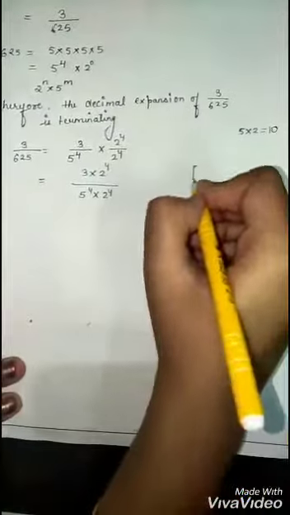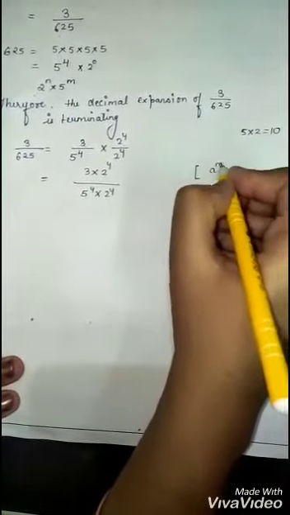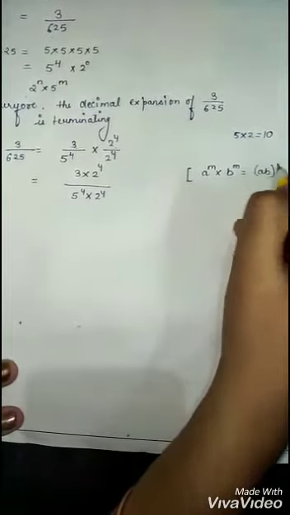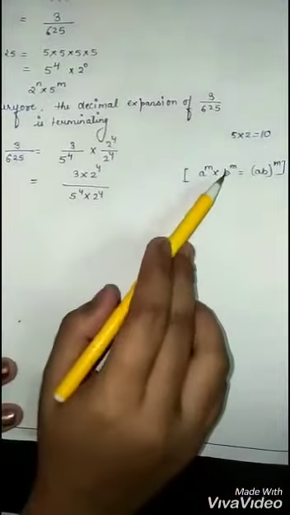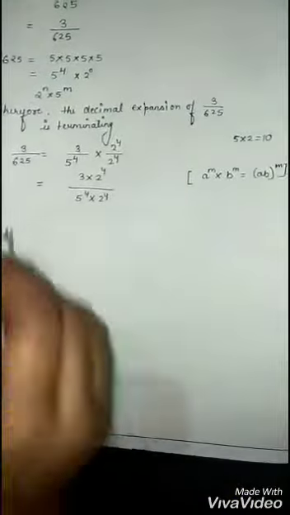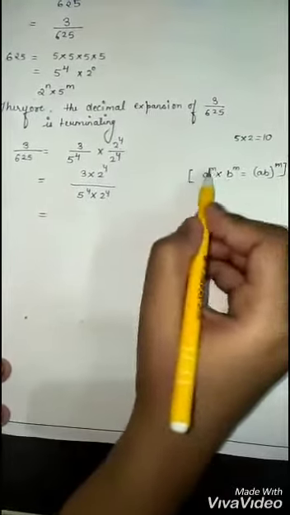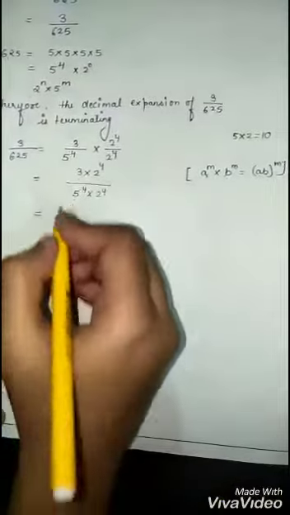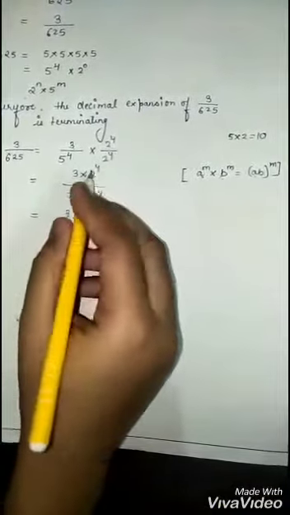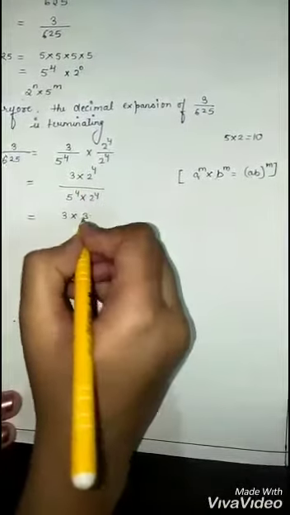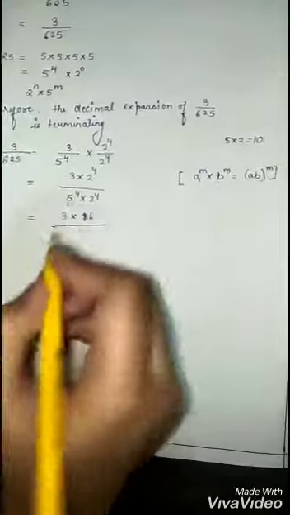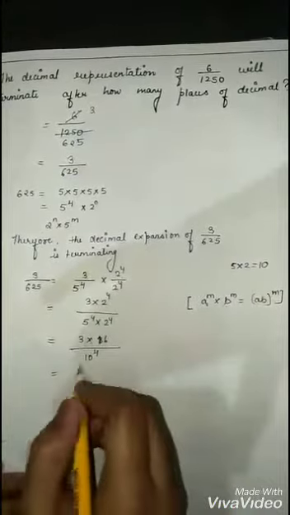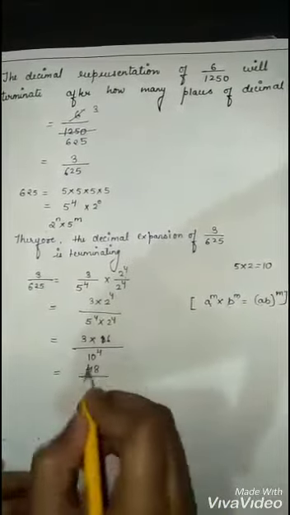We know the formula a to the power m into b to the power m is equal to ab to the power m. I'm going to apply this formula in this expression. If the bases are not equal but the power is equal, we can easily multiply the bases. 3 into 2 to the power 4: 2 to the power 4 is 16, and 10 to the power 4. Multiplication of 16 into 3 is 48 upon 10 to the power 4.